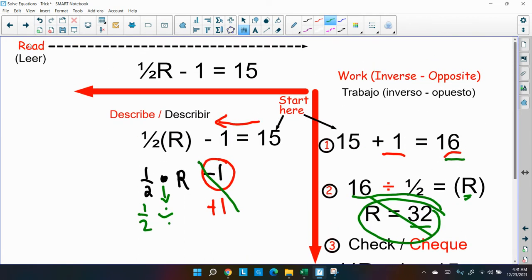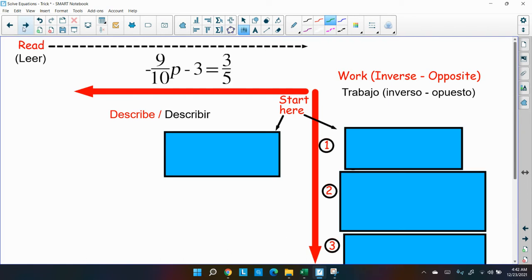I think it's a good trick, and I really like it. So here's one for you guys to do. Pause the videotape and see if you can go backwards. I know there are fractions in there, but don't let it worry you. You have calculators, so use them. Remember, we read to the right, negative 9/10 p, so there's a coefficient there, and we're minusing 3, and that equals 3/5.